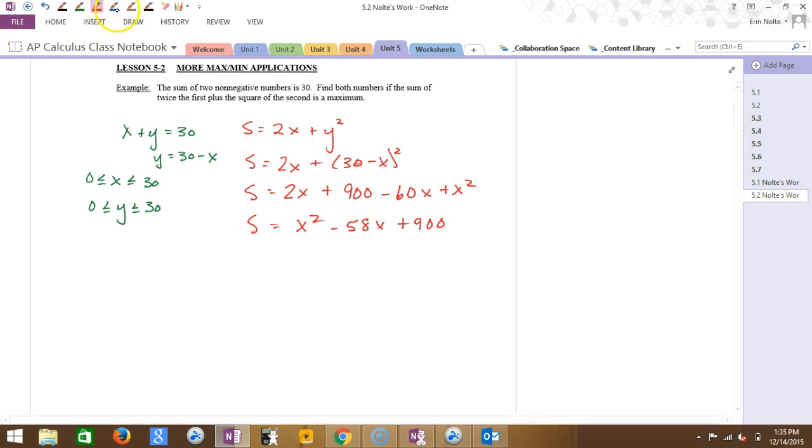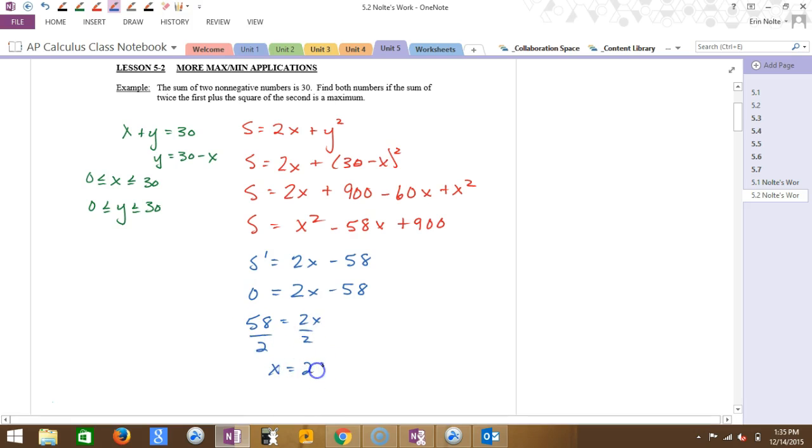So my next step now is going to be to derive that so I can figure out the critical values for a possible maximum. So if I derive x squared, that makes 2x. Derivative of negative 58x is negative 58, and 900 would go away. So to find critical values, you set those equal to 0, and then we solve that. So I would add 58, divide by 2. So we get an x value of 29.